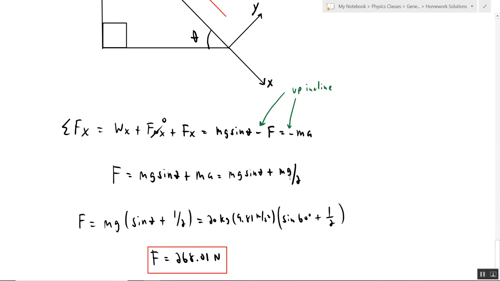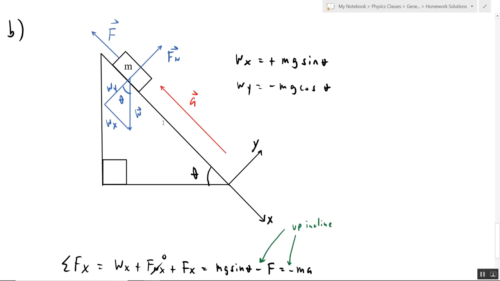Then you plug in a as g over 2, because that's what you want it to be, half of g. And then I factored out the mg, because there's mg here, there's mg here. So you get mg times (1/2 plus sine theta). And the angle is 60 degrees from part A. So you just plug in the numbers, and you get the force. So it has to be 268.01 newtons to accelerate up the incline at half of g.